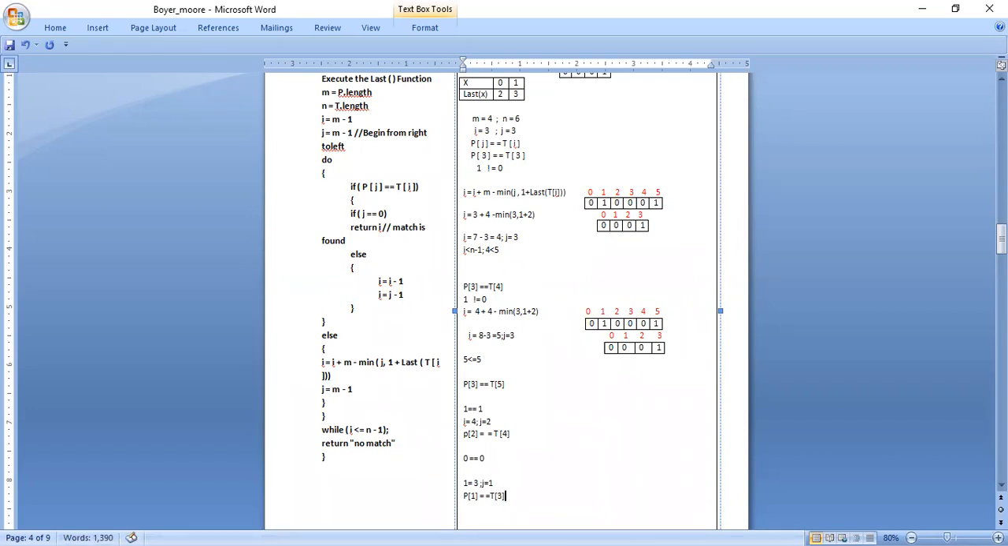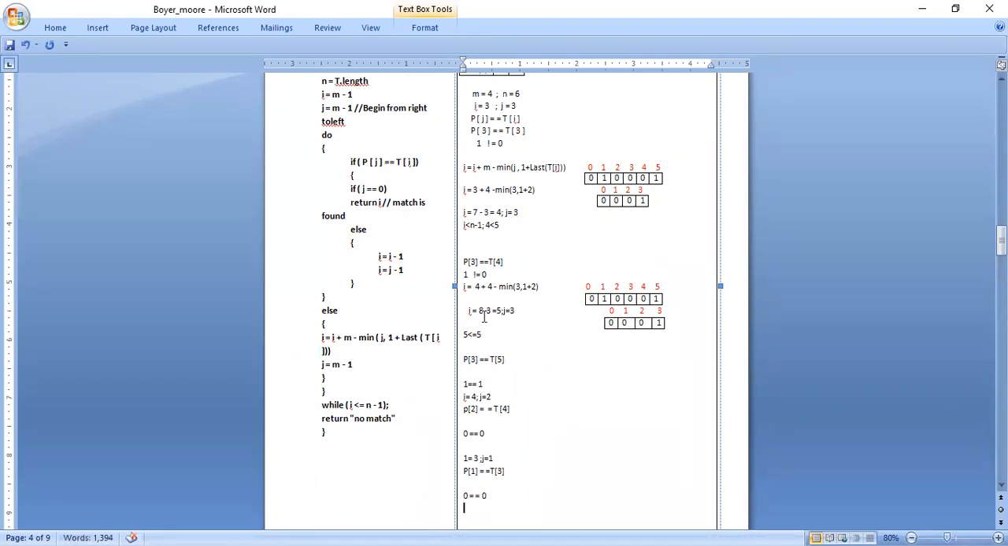So what is P of 1? It is 0. You can check here, P of 1 is 0. From right to left we are moving. I have checked for 3, then checking for 2, then checking for 1 now. So 0 equal to 0, yes, it is a match. Again we check the J condition. As it is not equal to 0, again we decrement I and J.